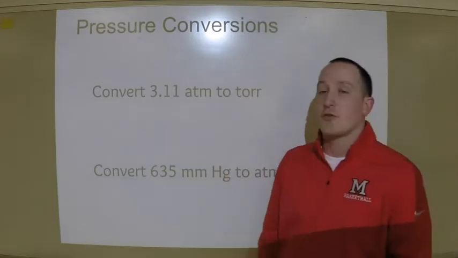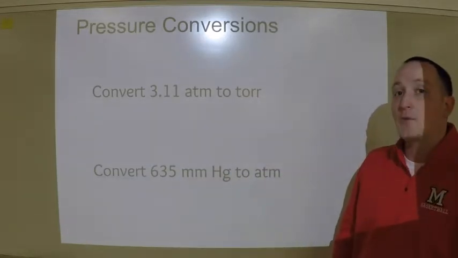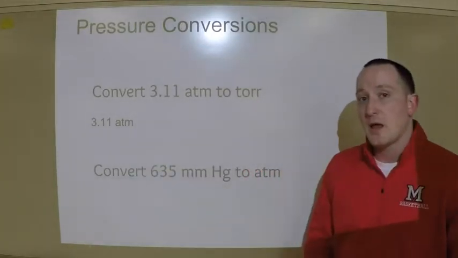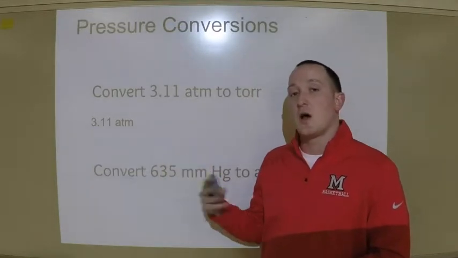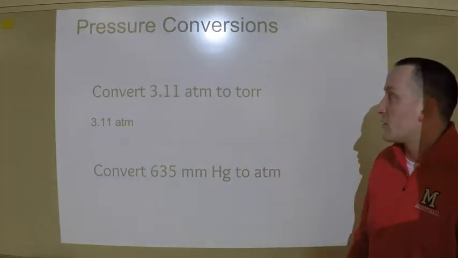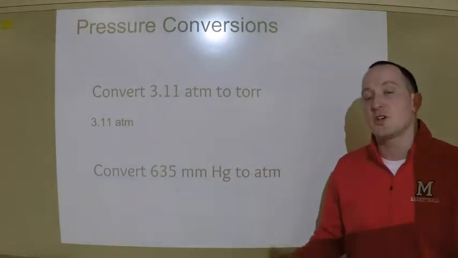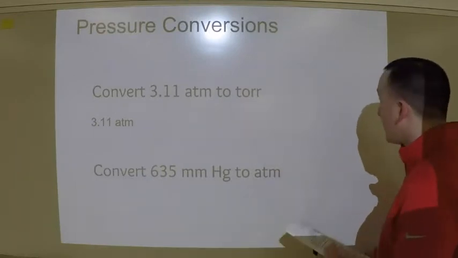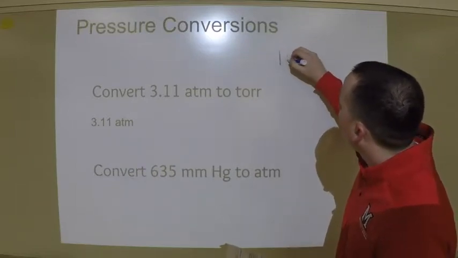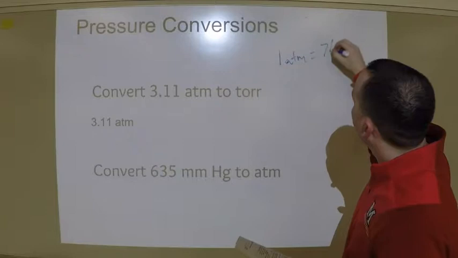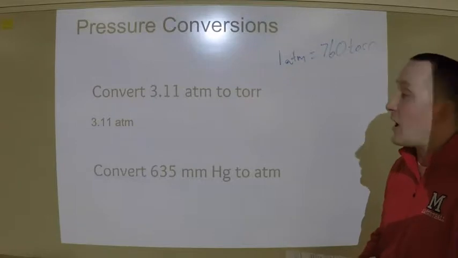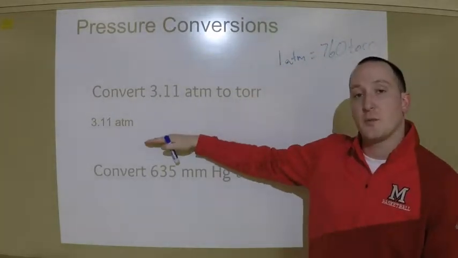So if I said convert 3.11 atmospheres to torr, I'm going to start with my beginning number. I've got 3.11 atmospheres, and I'm going to show you using dimensional analysis. Another way that you can think about it is by multiplying or dividing by your conversion factor. Well, you have to ask yourself, if we're going to use a conversion factor, technically we're using something like this. We know that 1 atmosphere is equal to 760 torr. So we're going to write that as a fraction here if we're doing dimensional analysis.